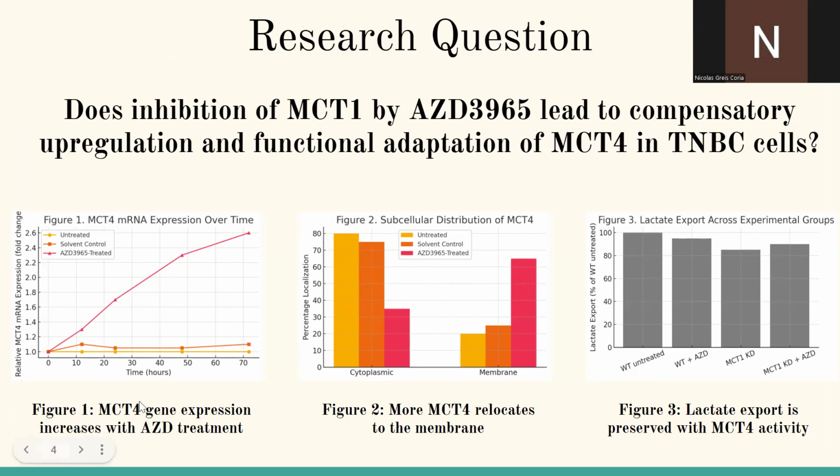First, I'm going to use qPCR and Western blotting to measure MCT4 expression over time after AZD treatment. Second, I'll use live cell imaging with GFP tagged MCT4 to see if the protein moves to the cell membrane, which would show that it's being activated for export. Finally, I'll run a colorimetric lactate export assay. If MCT1 is blocked, but lactate export remains steady, it suggests that MCT4 is compensating.